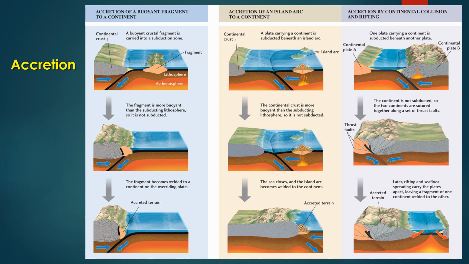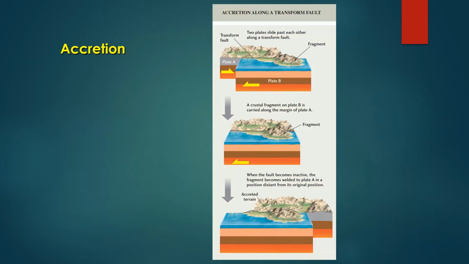When the subduction zone consumes all the oceanic plate, the two continents collide and suture together along the thrust fault system. Accretion can also happen at transform fault plate boundaries, where the fragmented buoyant crust or terrane comes in contact with the continent due to the lateral movement of the strike-slip fault. When the fault becomes inactive, the terrane will be welded to the continent and add volume to the continent.